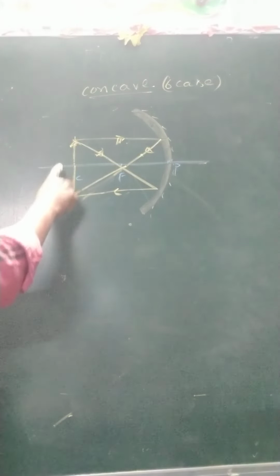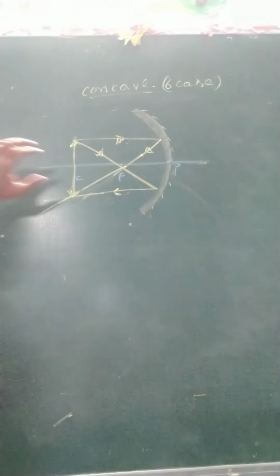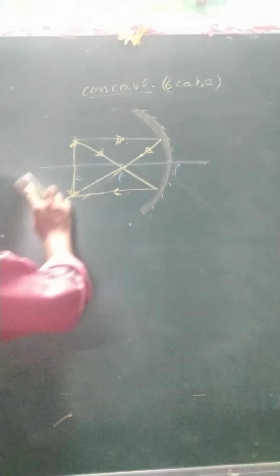Center of curvature. The same thing as the table you have discussed. Object placed at C, image also at C. Nature is real, inverted and same size. Inverted means the image is below the principal axis. That is the meaning of this.